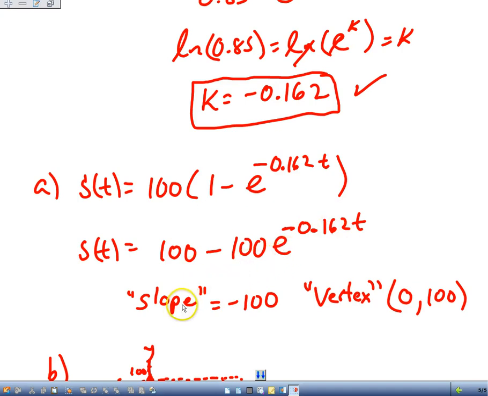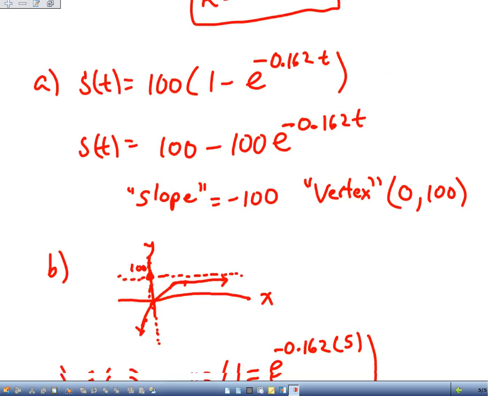And the quote-unquote slope in this problem is the number in front of the base. In this case, here's the base, so it's negative 100. And the vertex here is 0. It's h comma k, and there's no h here, so it's 0, comma k. There's nothing over here, but the 100 is a k. It's just not in the right order. So the vertex, once again, is 0, comma k. So 0, comma 100. Okay, that's the vertex.